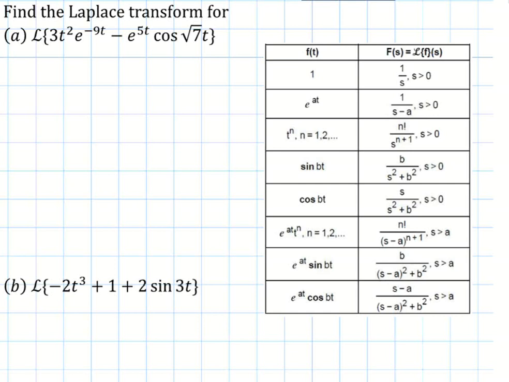We will find the Laplace transform for this function. On the test, you should be able to see the table of the Laplace transform. So you see that on the right hand side here. So it's very easy. We just look for the corresponding formulas, like 3t squared e to negative t.